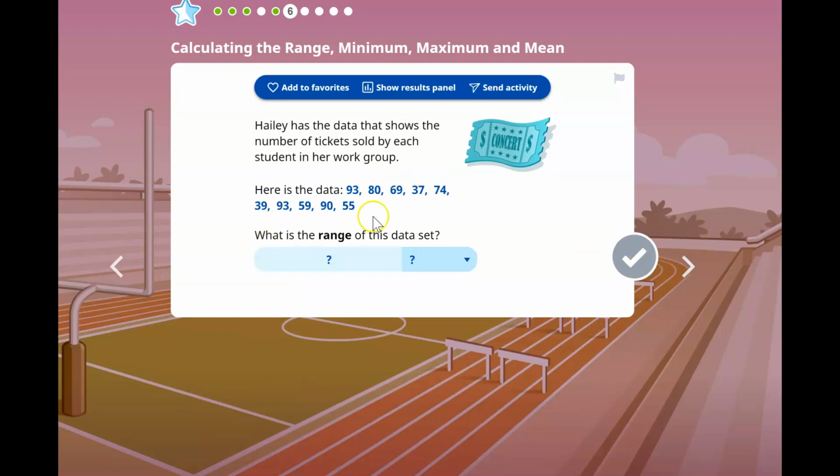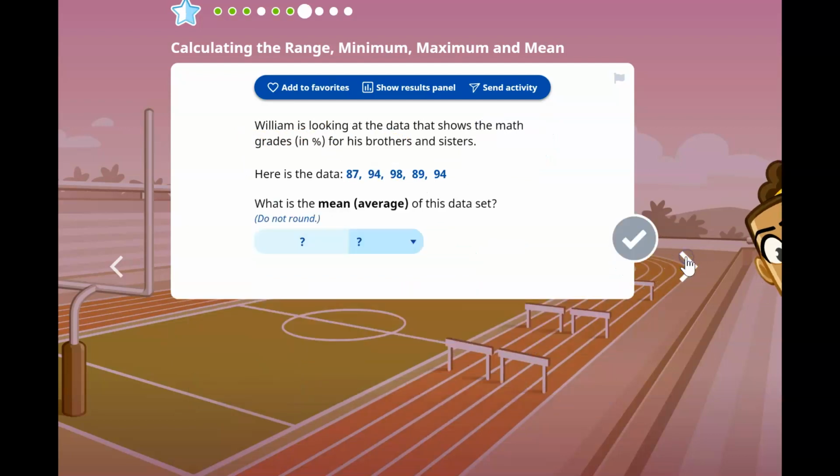Here it says what's the range of the data. Again, you're taking the biggest number, scanning through, so 93 seems to be the biggest number at the moment. 93, there's another 93. Okay, so 93 is the biggest number, and then scan through for the smallest number. 37 seems to be the smallest number. 39, okay, 37. So 93 minus 37 gives you your answer of 56. And what were we talking about? We were talking about the number of tickets sold. So 56 tickets. All right, so that's how you find the range.